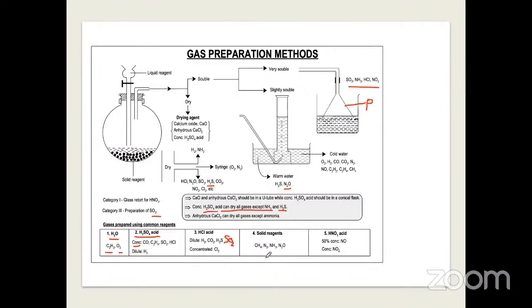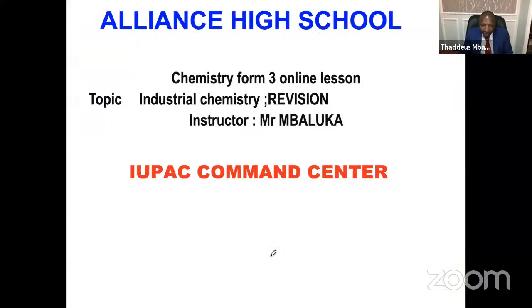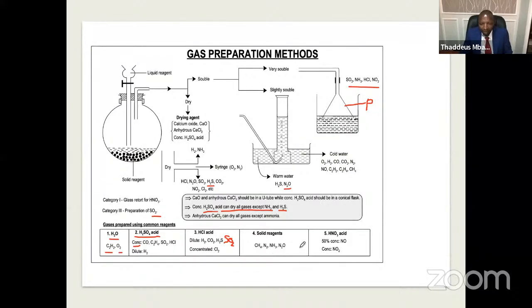Yes. Then we have solid reagents. We have the likes of methane, nitrogen, and ammonia. Then we have nitric(V) acid. With the gases collected using nitric(V) acid, the 50% concentrated gives nitrogen(II) oxide, and very concentrated nitric(V) acid gives nitrogen(IV) oxide. Or rather, this one you can call dilute. Many books will still call 50% dilute. Are we together?